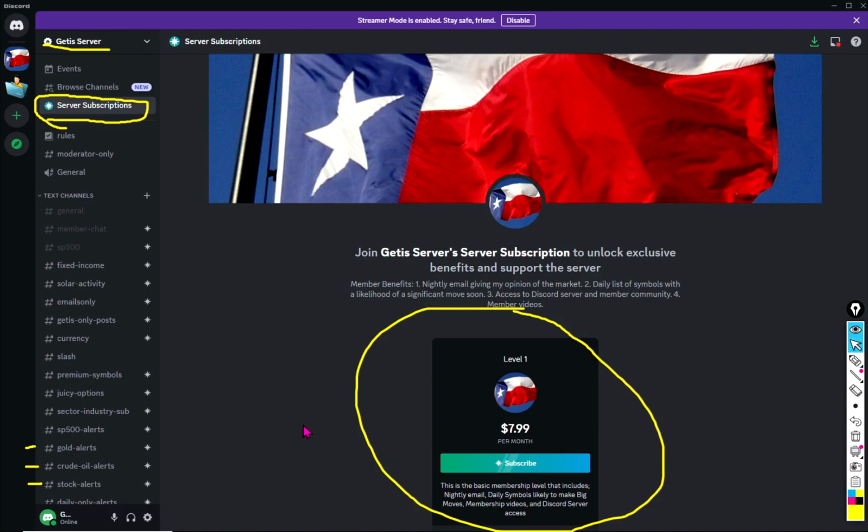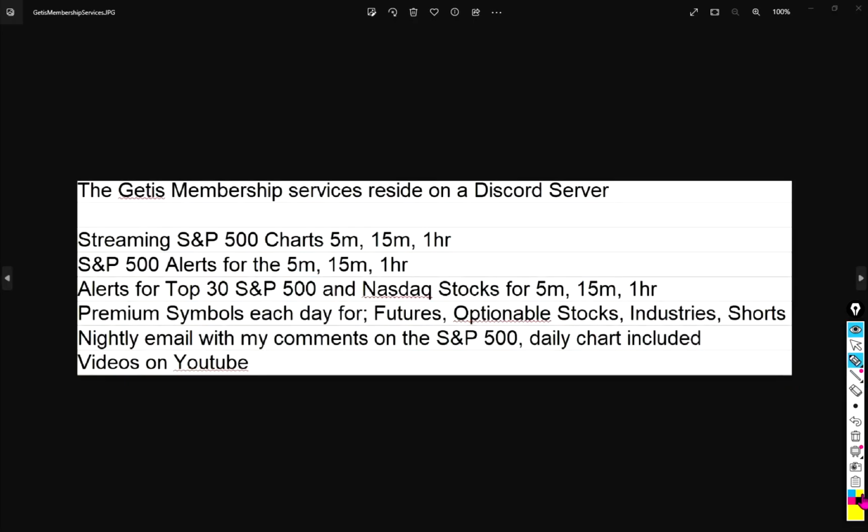So you get everything you're seeing here, plus there are some premium symbols, and I'll talk about that in a second. In addition to everything you already saw, you get everything that you see on this screen. You get the streaming charts, the 5-minute, 15-minute, and 1 hour. You get the alerts like I talked about, plus the daily alerts here. It's a wacky looking D, but daily alerts. Top 30 stocks, S&P 500 and NASDAQ. Again, those are 5-minute, 15-minute, and 1 hour alerts that come in on that channel.